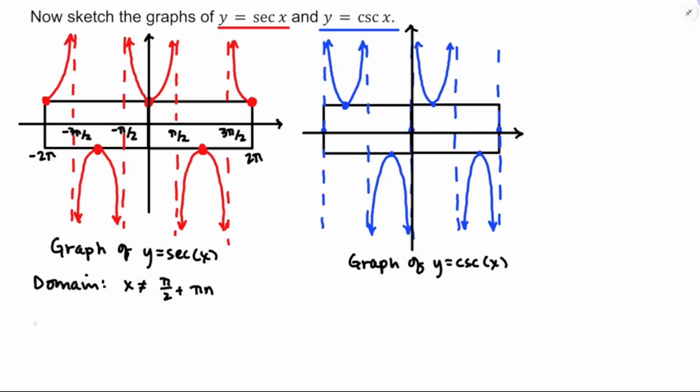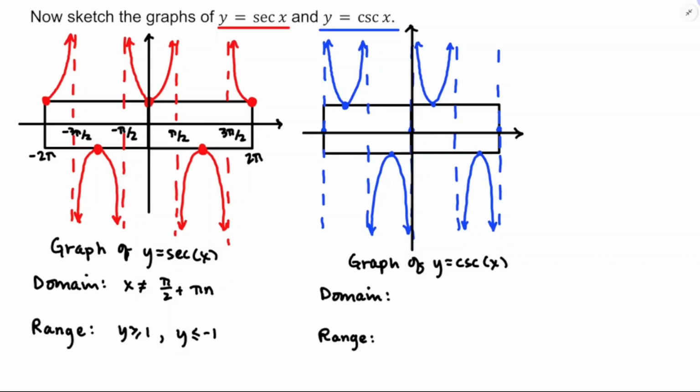Okay, and then the range, this is kind of an interesting range here because it's got 2 different pieces. Half the pieces, they go up above 1, so I could say y is greater than or equal to 1. But also we've got these lower pieces where y is less than or equal to negative 1. Okay.